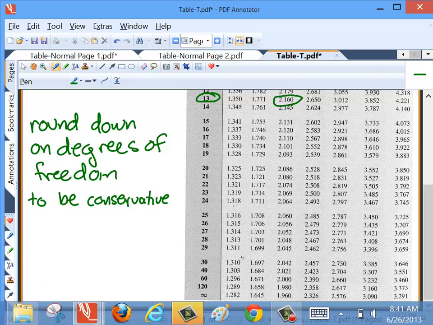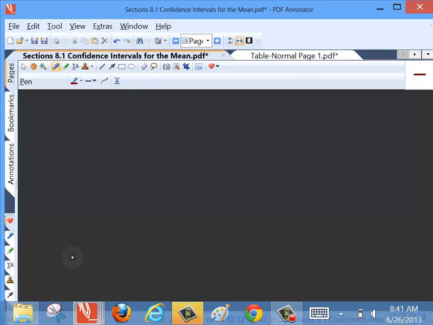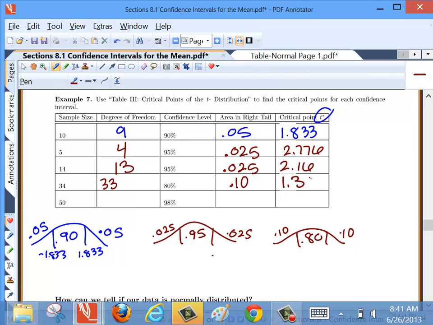So we round down to our next degree on here, which is 30 degrees of freedom. And it looks like we're at 1.31. So round to 30. At 50, my degrees of freedom are 49. What am I going to have to round that to? Look at your table. What's the next lowest?